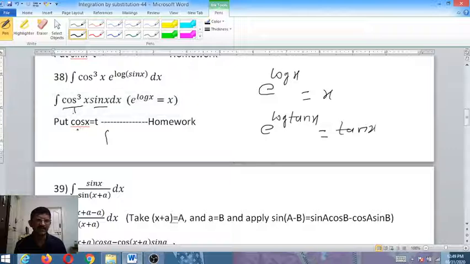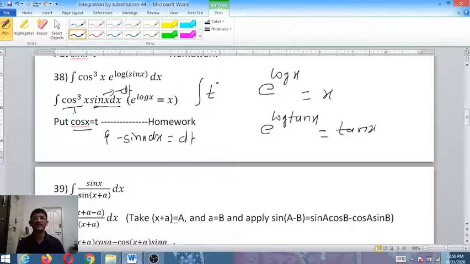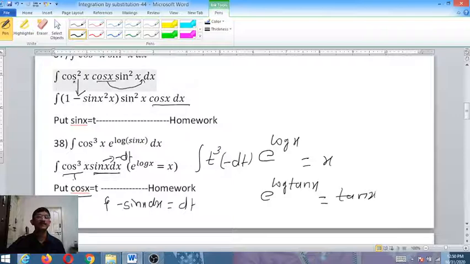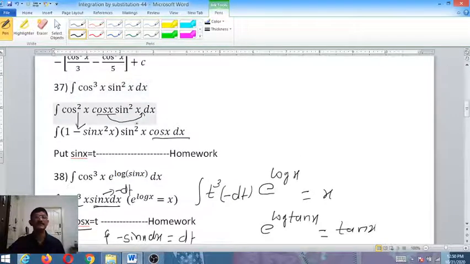You take cos x equals t. The derivative of cos x is minus sin x dx, which will be equal to dt. So we see that sin x dx will be equal to minus dt. So the entire problem will be just integral of t cube into minus dt. Minus is taken out. Integral of t cube is t power 4 by 4. So you need not write this as cos square x into cos x. Just take cos x equals t and substitute. For cos cube into sin square x, do it this way.